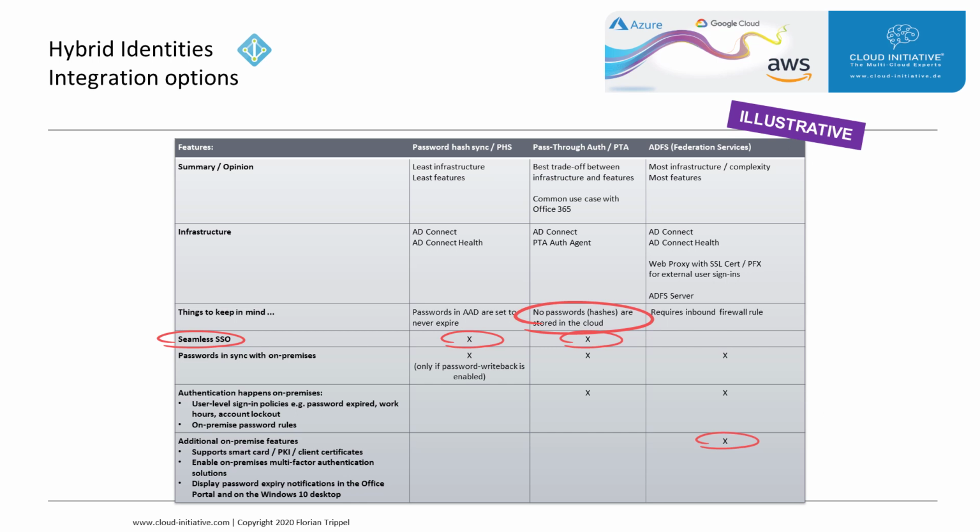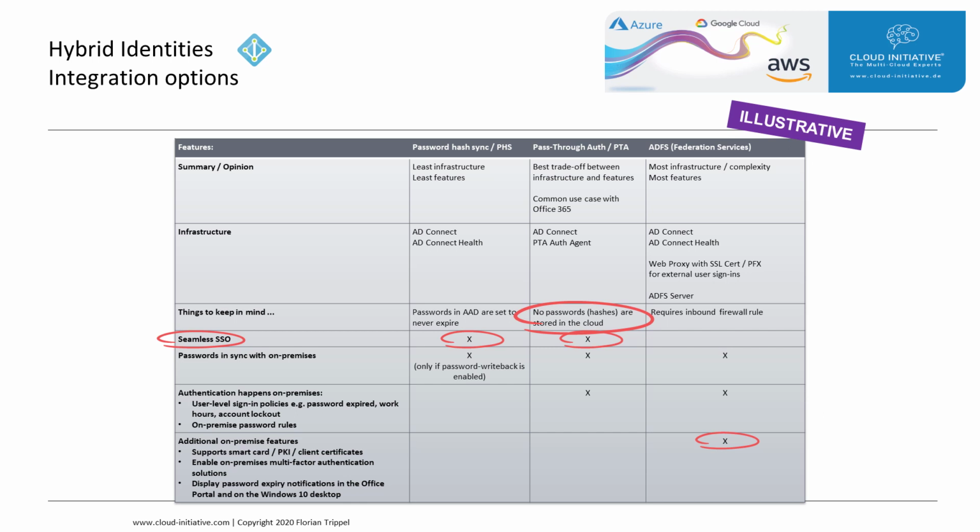Don't be scared by the big table. We have three integration options, and these are password hash synchronization, pass-through authentication, and ADFS, where ADFS stands for Active Directory Federation Services. The complexity arises from left to right, with password hash synchronization being the simplest option and ADFS being the most complex option with the most features. Available features grow roughly in proportion with complexity.